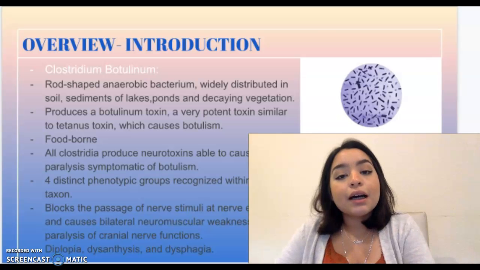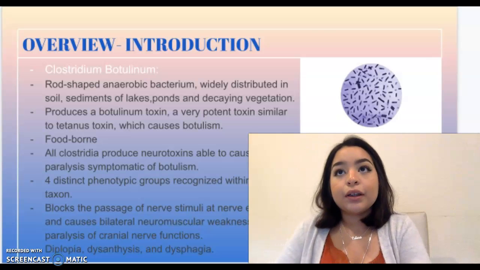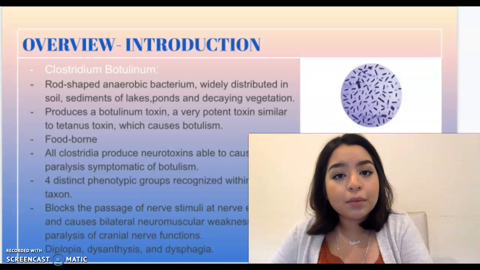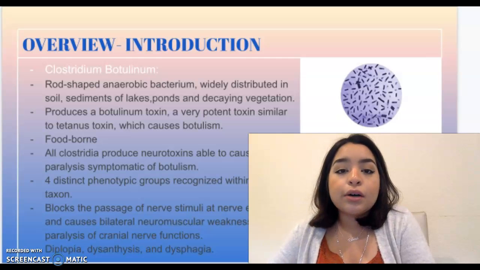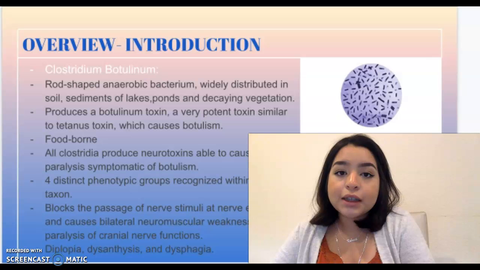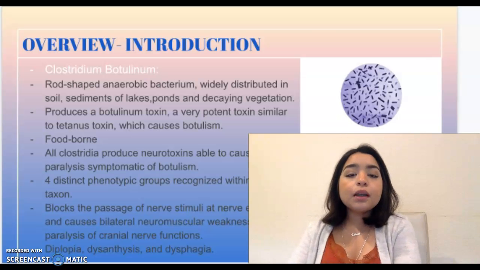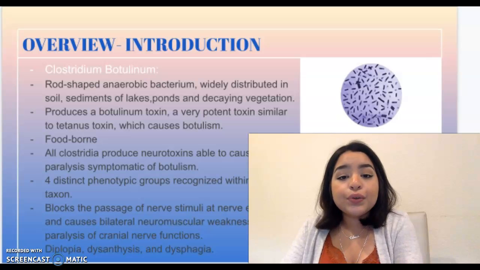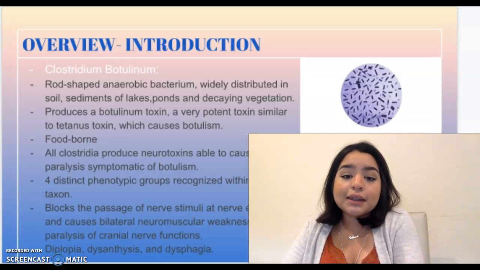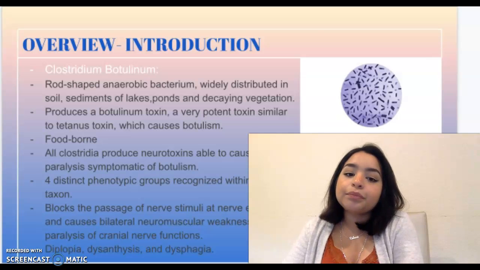There are three forms of botulism, including foodborne, which is the most common. There is also infantile and intraintestinal or wound, which we'll talk about next. All Clostridia produce neurotoxins able to cause paralysis symptomatic of botulism. There are four distinct phenotypic groups recognized within this taxon.